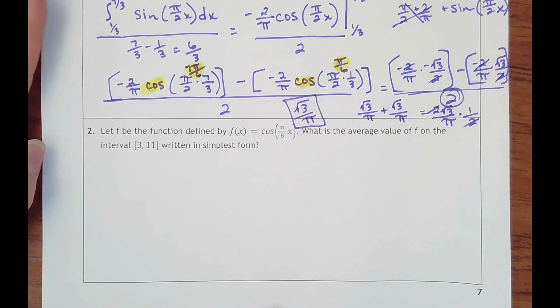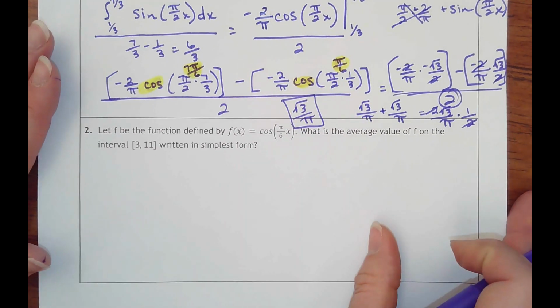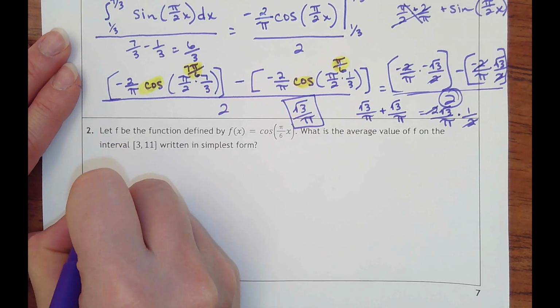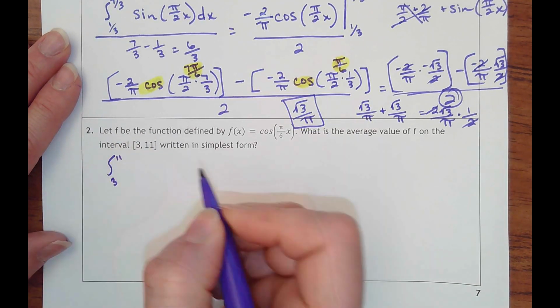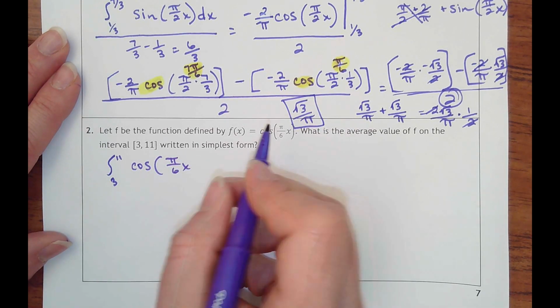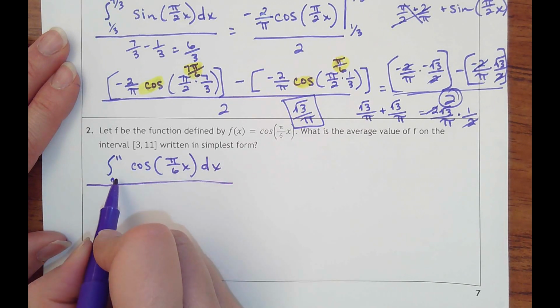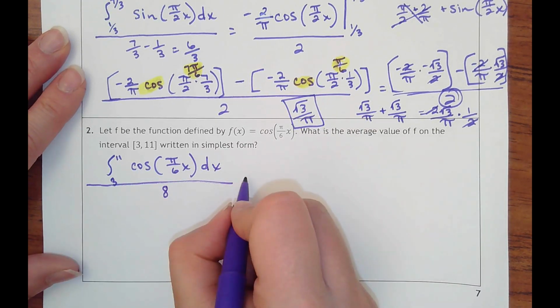All right, let's try another one. This time we have our original function has cosine. What is the average value from 3 to 11? So we're going 3 to 11 cosine of pi over 6 times x dx. And we want to average it. So 11 minus 3 is going to get divided by 8.